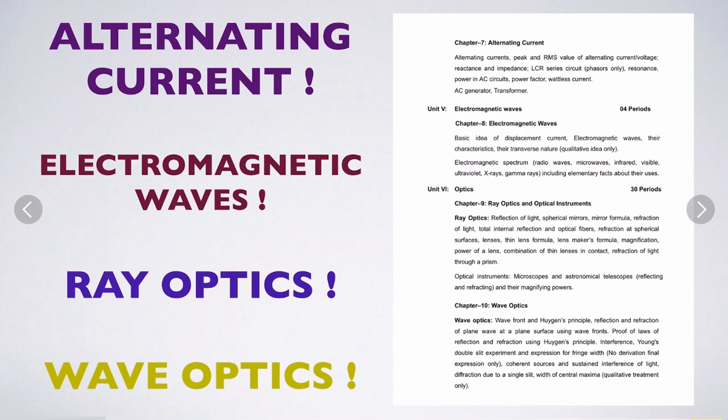Then after that, the expected topics are Huygens principle, reflection of plane wavefront and refraction of plane wavefront. That is the expected topic from this chapter, and Huygens principle is most important. Then the condition for constructive interference and destructive interference, the definition of coherent sources, and the next thing is diffraction.